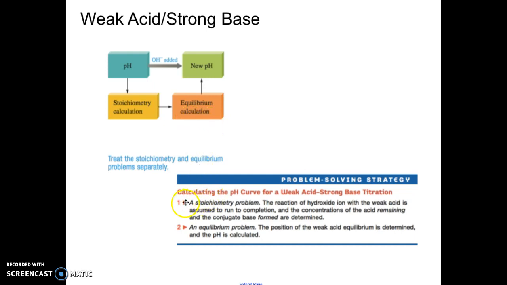So I'm going to go through a case study where we're going to build a calibration curve as well. And again, you have a sheet of paper that you can follow along and put these notes in. This is also in the textbook, which would be a good thing to have and take a look at, and maybe watch this video a couple of times. But there's two pieces to this. You're going to have to do a stoichiometry problem first, and then you're going to have to do an equilibrium problem.